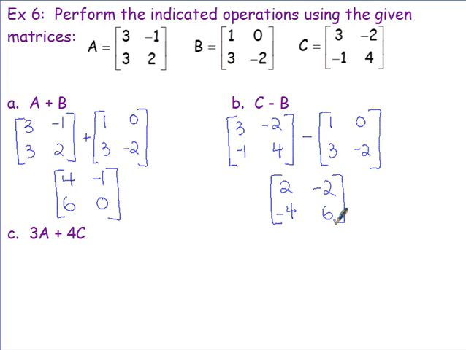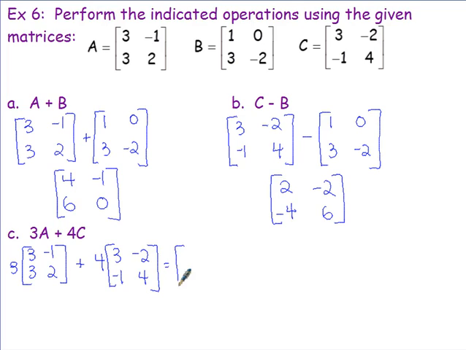Let's look at the last one. There is a 3 and a 4. Those are scalars. So 3, and then A is this guy, plus 4, and then we got this guy. So what comes first, your multiplication or your addition? Hopefully you said multiplication. So let's do 3 times this first matrix.